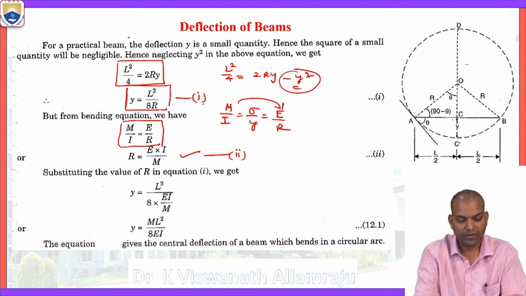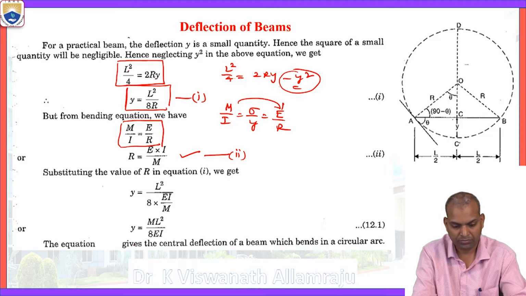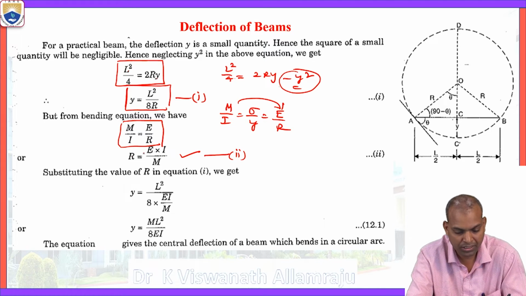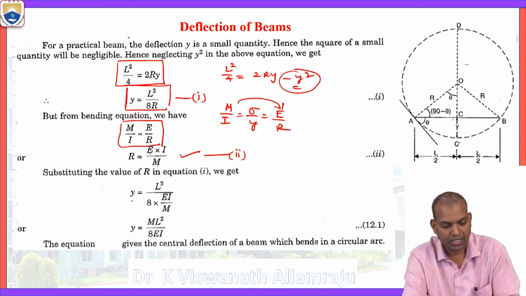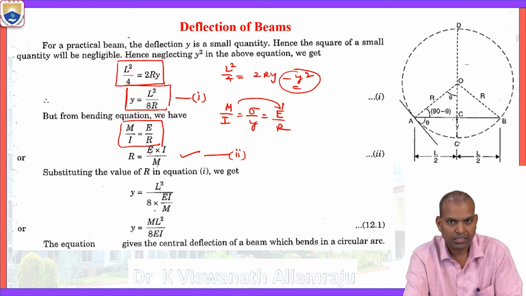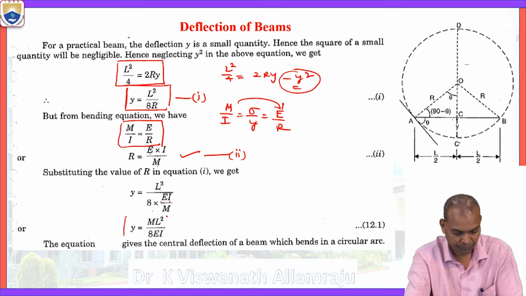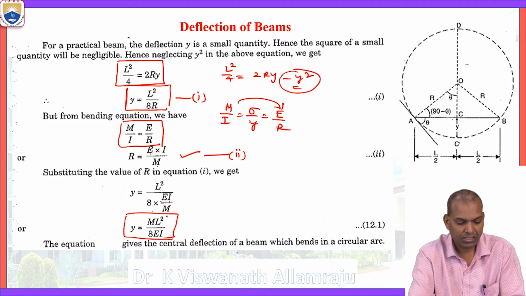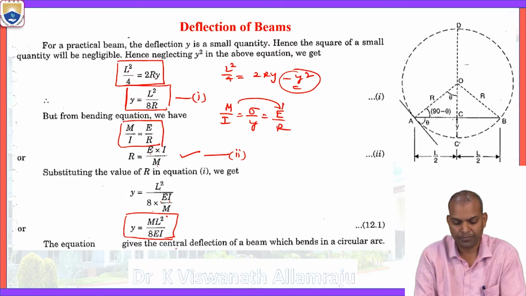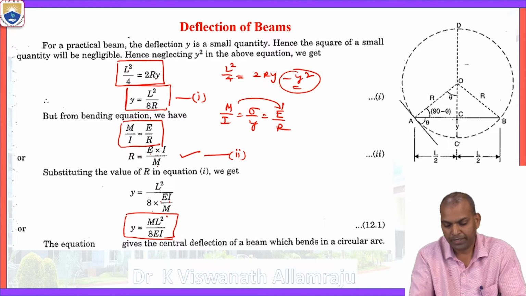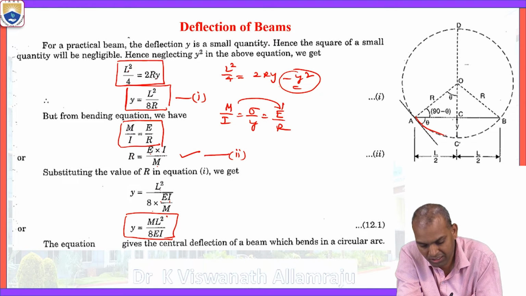Now substituting the value of R in equation 1. What is the R value? EI by M. Substitute in equation 1. Then Y equals L square by 8 times EI by M. Then Y equals ML square by 8EI. This equation gives the central deflection of a beam which bends in a circular arc. We have calculated here the deflection.